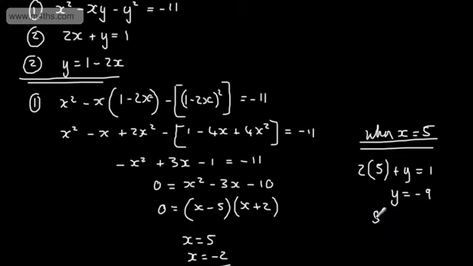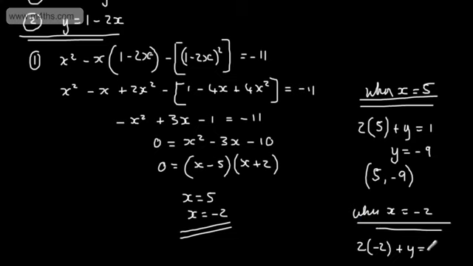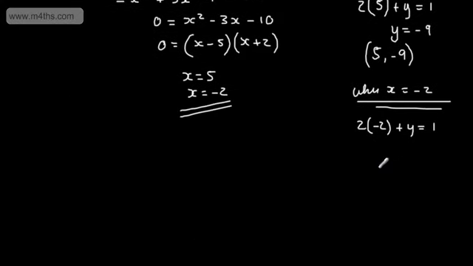So we've got the point on this particular graph of 5 comma minus 9. That's just giving the coordinates. We're not asked for the coordinates, we just need to solve it. And then we can say now when x is equal to minus 2, just subbing it back in, 2 lots now of minus 2, plus y is equal to 1, so that's going to give me y is equal to 5. So we've got now the point minus 2 comma 5.